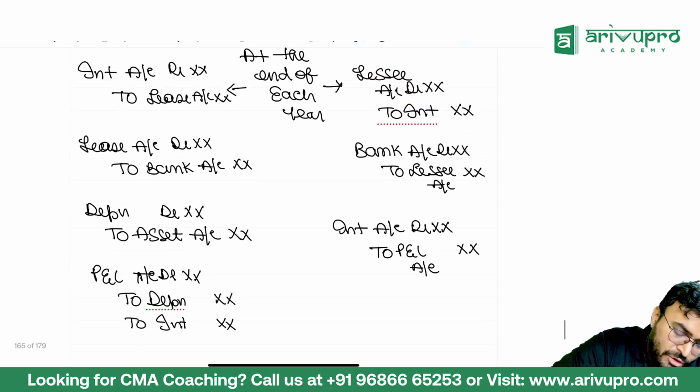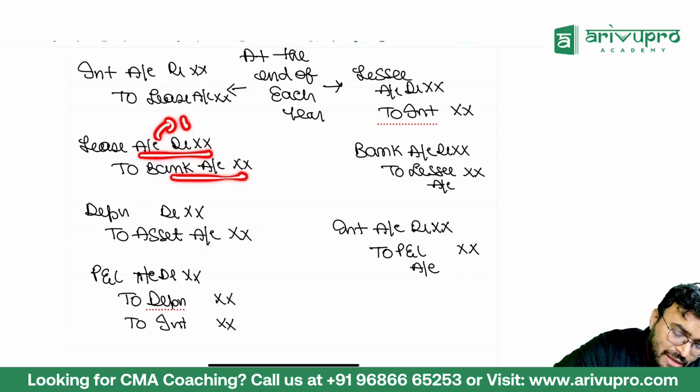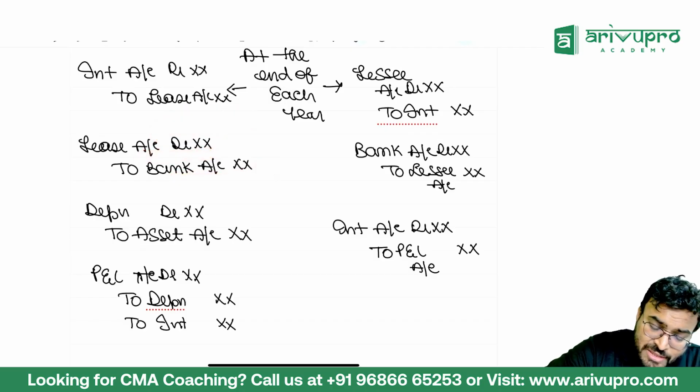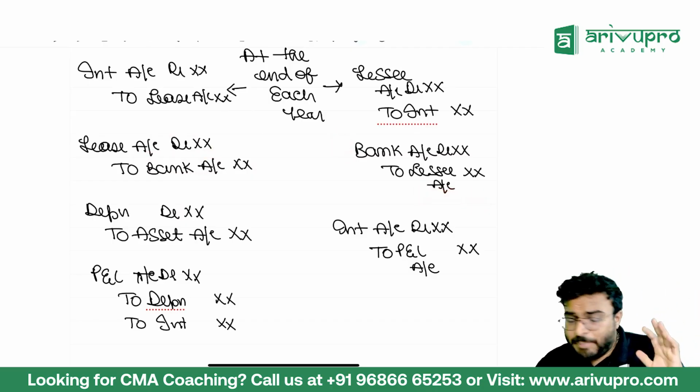And here what we are going to do, lease account debited to bank. Why is the lease account debited? Because we have paid, so liability reduces and bank money reduces. Here bank money comes, so bank account is debited and the asset is gone. The lessee has made the payment.